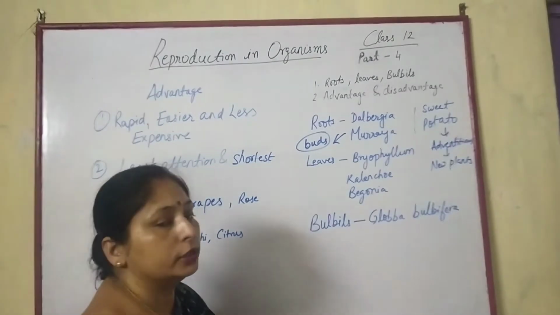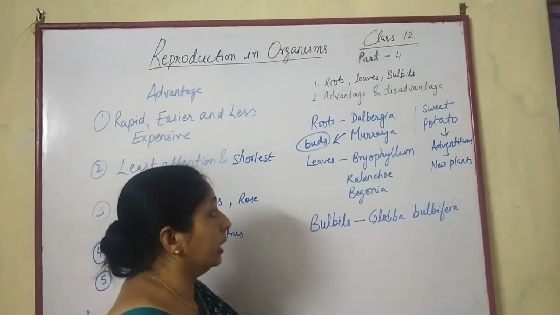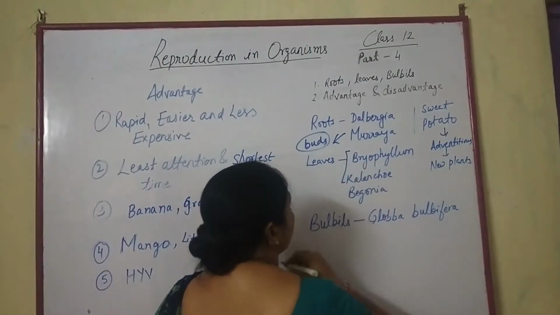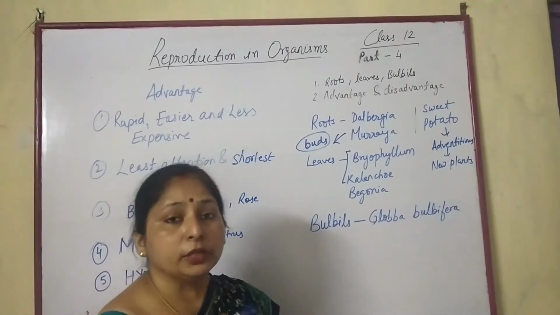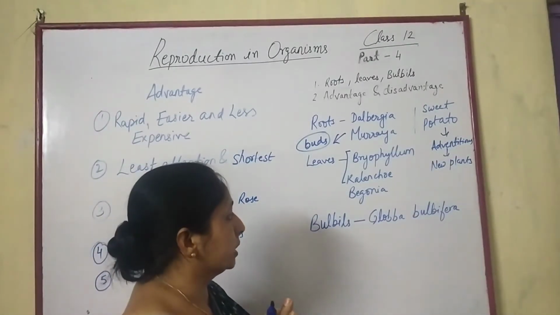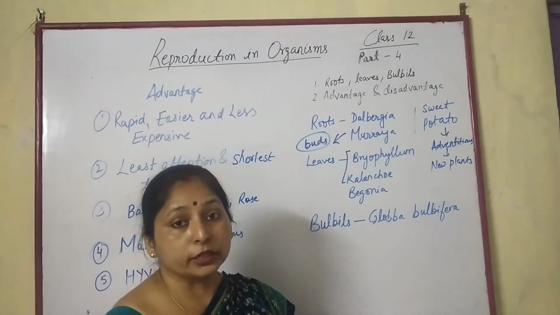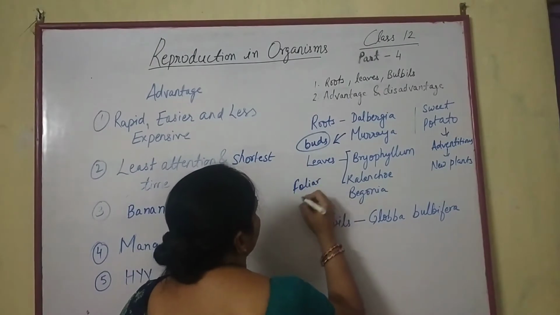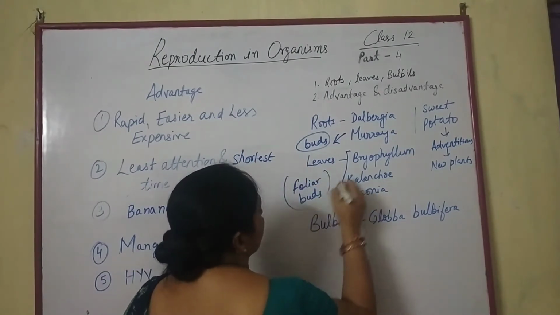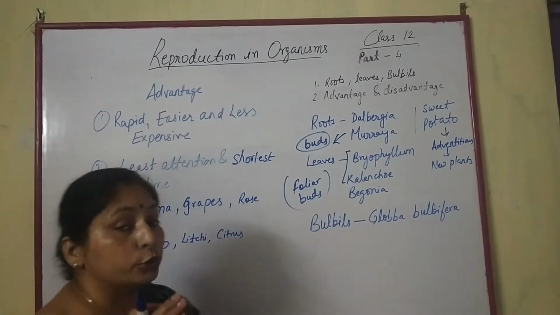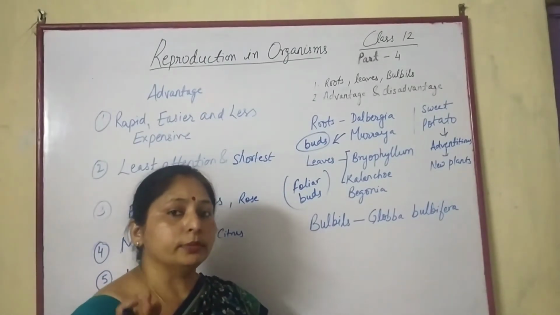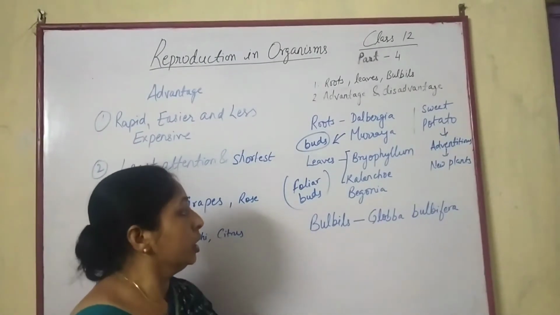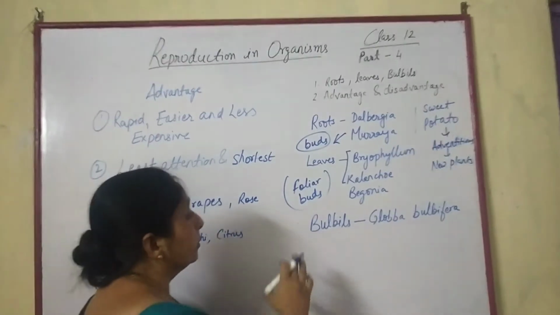The next case of vegetative propagation is through leaves. For example, in bryophyllum and calendula, from the leaf margin arise what we call foliar buds. Foliar buds arise in bryophyllum and calendula through the leaf margin, and from the leaf margin these foliar buds develop into a plantlet and then detach from the parental body to form a new plant.